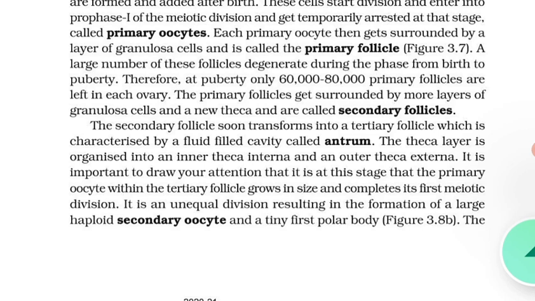Does the first polar body born out of the first meiotic division divide further or degenerate? Listen to the question again carefully. The answer is that the first polar body formed during the first meiotic division of oogenesis usually degenerates and does not divide further. At present, we are not very certain about this.